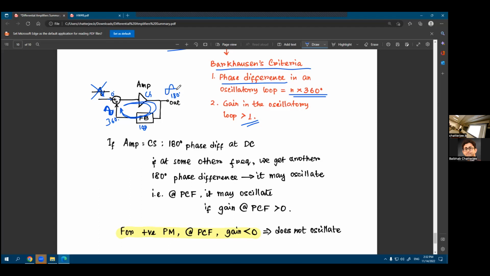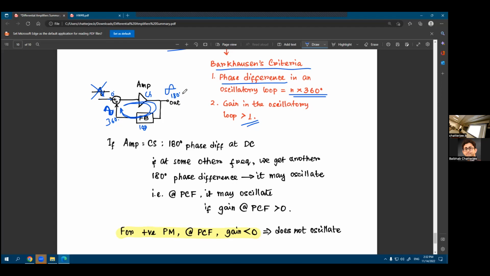So a question: are we sort of violating the energy conservation theory? No, right? Because the DC energy is getting converted to the AC energy for an oscillator. Even if you're not applying any AC input, it's the DC energy that gets converted to the AC energy, and that's what you see at the output.